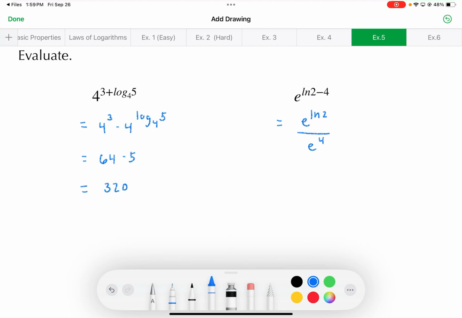What is e to the power natural log 2? Just 2. Now e to the 4th, we could approximate that, but we're just going to leave it in an exact form. It's pretty common to leave things in terms of e, like this. Questions on either of those? All right, final example.